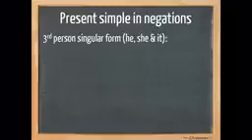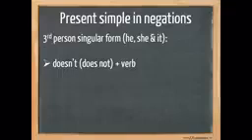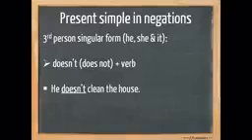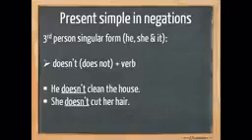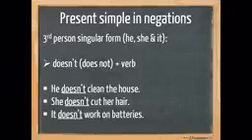For the third person singular form, again we use does and we add not to it, so it becomes doesn't and the infinitive form of the verb. He doesn't clean the house. She doesn't cut her hair. It doesn't work on batteries.